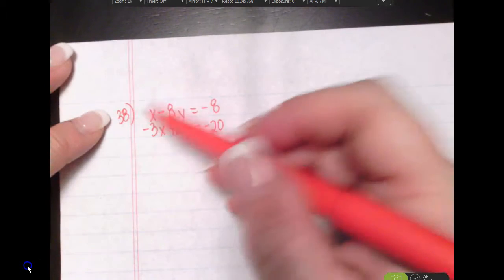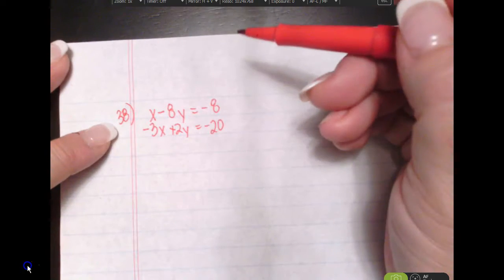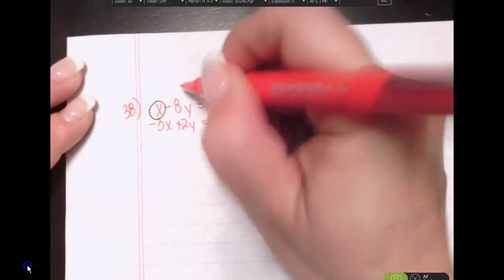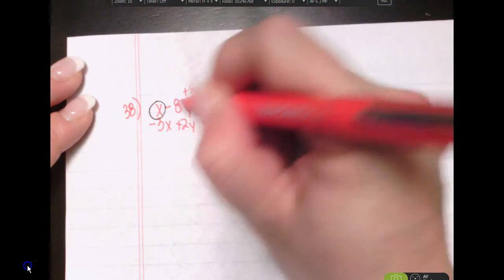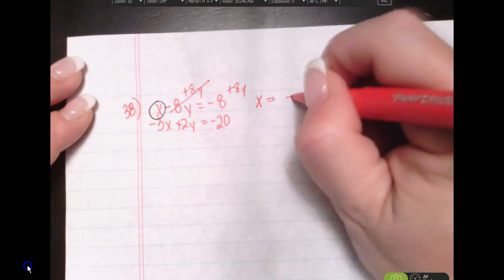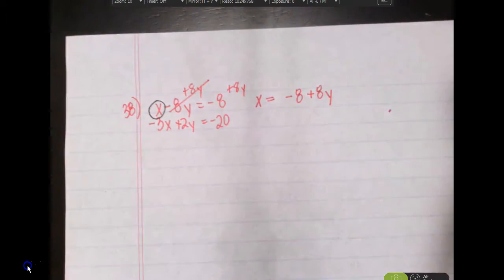So in number 38, solving by substitution, you've got to get one of your variables all by itself, and we always choose the variable that has 1 as a coefficient. So if I want x by itself, I'm going to add 8y to both sides. So now x is by itself. X is equal to -8 plus 8y. Why did I do that?